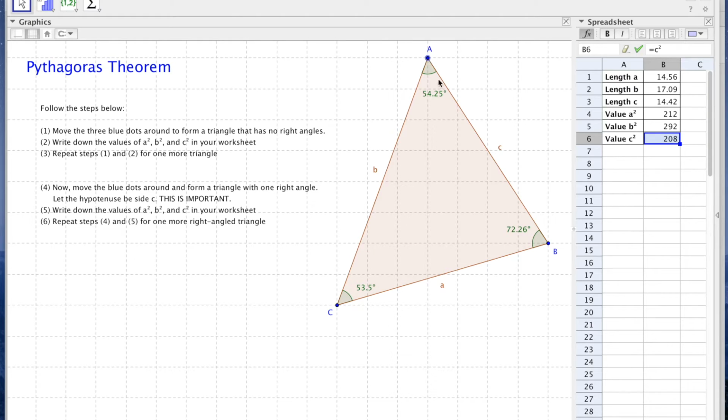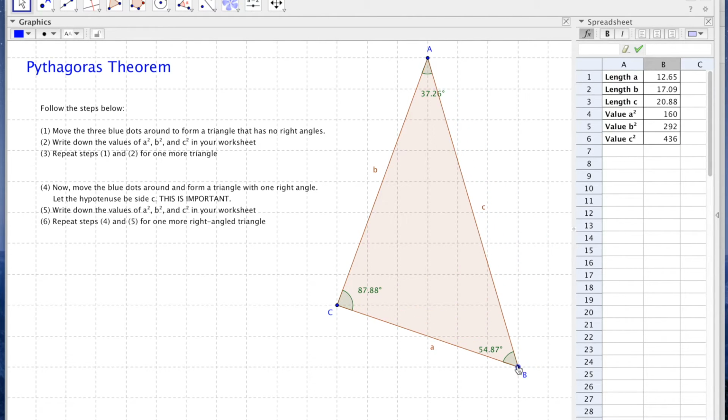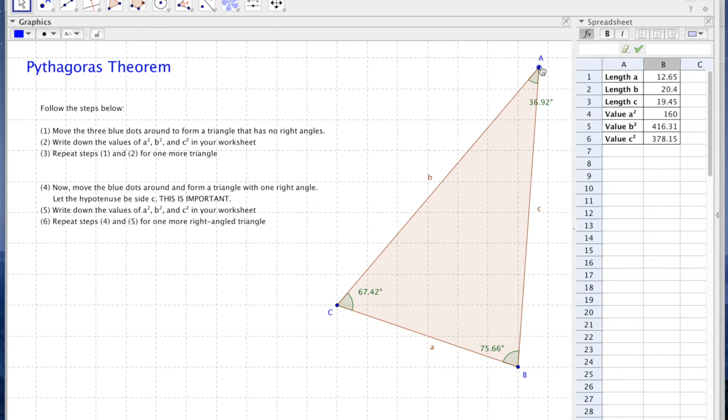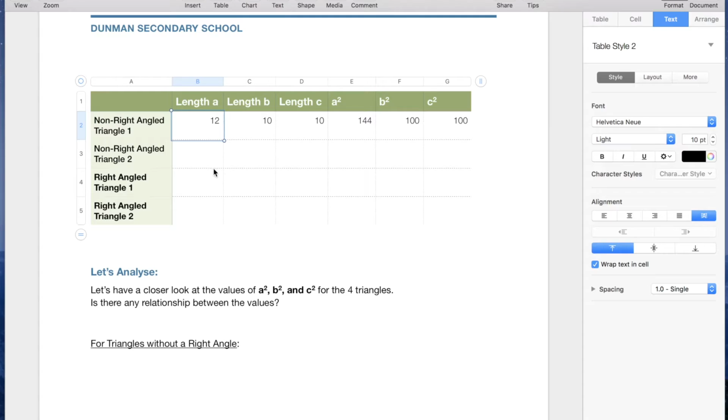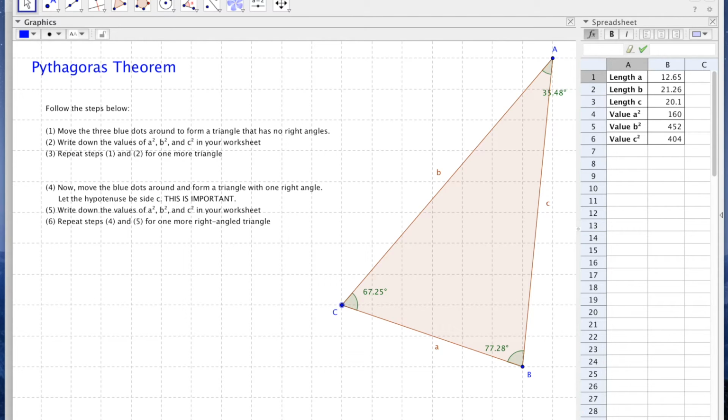Please be a bit more adventurous and do whatever triangle you want. I can just pull this here and form any triangle that I wish. Please repeat steps 1 and 2 and record your values for another non-right angle triangle. It's supposed to have 2 sets of values. We've already done steps 1, 2, and 3, which have 2 sets of data for 2 different triangles. Again, please don't simply use the values that I have here. Please explore and record your own values for your own triangles.